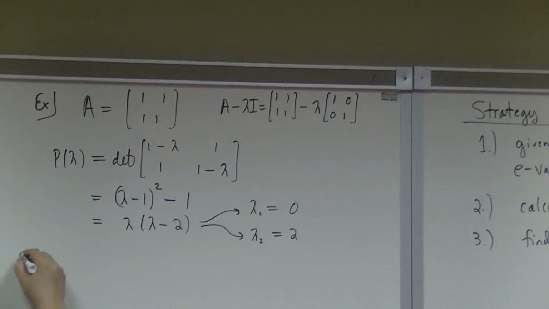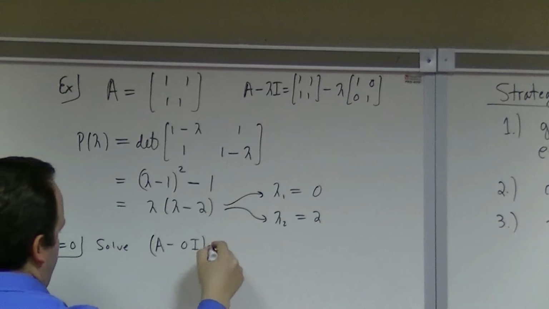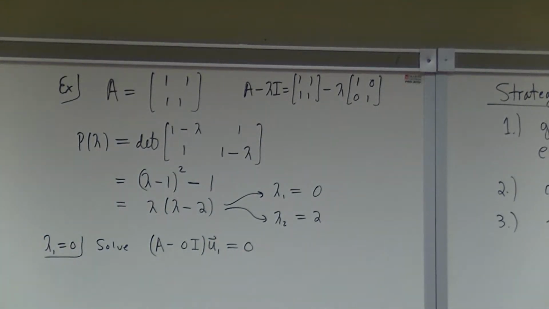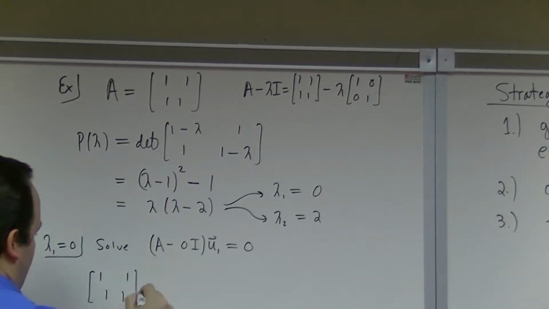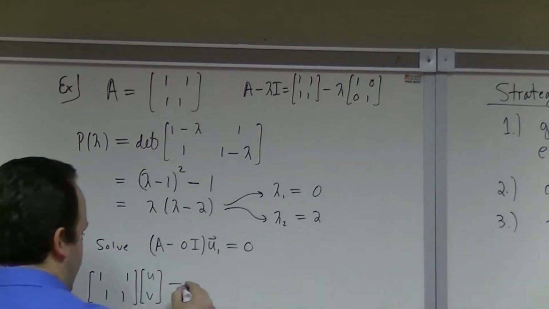So let's look at 0. We wish to solve basically A minus 0 times the identity acting on, let's say, u1 equals 0. We're trying to find a u1 that solves that, right? Of course, 0 times the identity is kind of like, whatever. So what you really got is 1, 1, 1, 1 times some vector. I usually use u and v for a two-dimensional example. That's my go-to notation. It's disposable. Once I'm done with this calculation, I don't keep it. So that's equal to 0, 0.